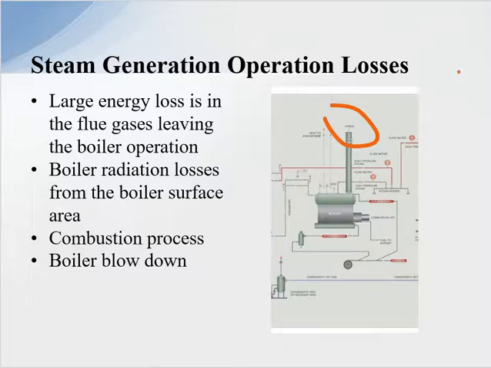Then the boiler radiation losses, coming off of the surface areas. The combustion process itself, are we tuned to the correct fuel-air ratio of the boiler? So are we putting in more excess air than is really required for the combustion process? And the last thing is blowdown. So we have to blow the boiler down depending on the TDS or total dissolved solids in the boiler operation, and that is also a loss.